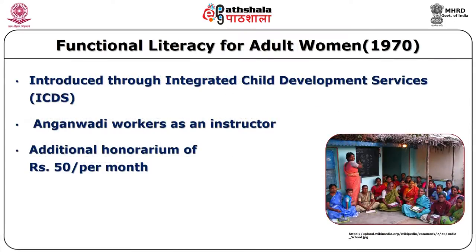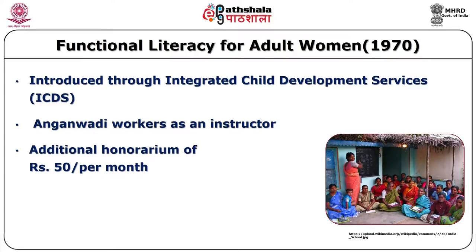With the success of farmers' functional literacy, simultaneously a special program was designed to impart functional literacy for adult women. It was started in 1970. To start this program, the government decided that the Integrated Child Development Services, that is the ICDS program, can be used for this program. Thus, the Anganwadi workers who are in charge of these ICDS programs were given the responsibility of teaching illiterate women in their area.